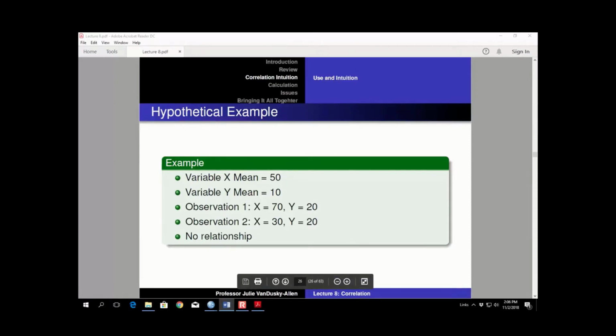Next, consider the following variables, variable x and variable y. The mean of variable x is 50 and the mean of variable y is 10. In observation 1, x is 70, above the mean of x, and y is 20, above the mean of y. For observation 2, x is 30, below the mean of x, and y is 20, above the mean of y. This implies that there is no relationship between x and y. There is no consistent pattern in how each individual observation deviates from the means of x and y.